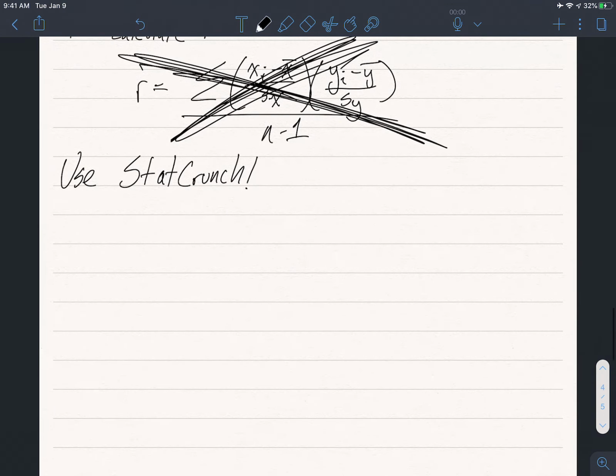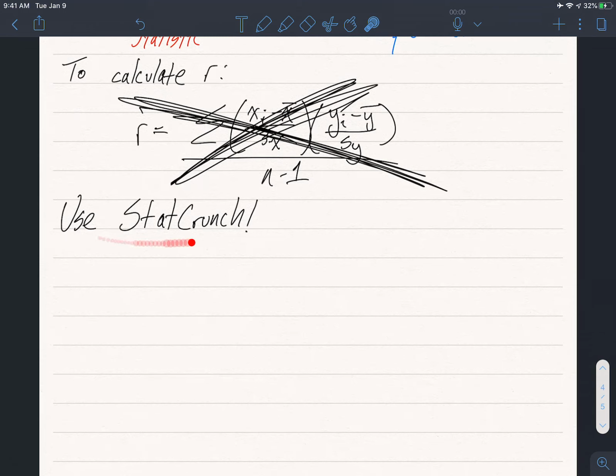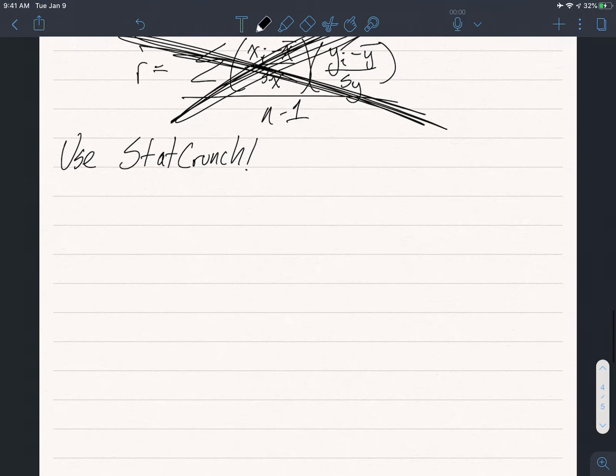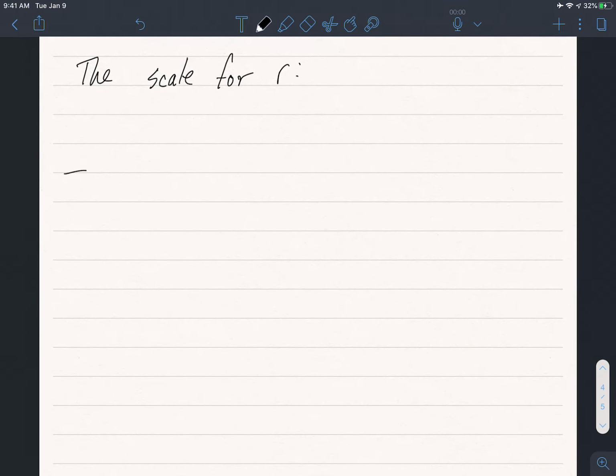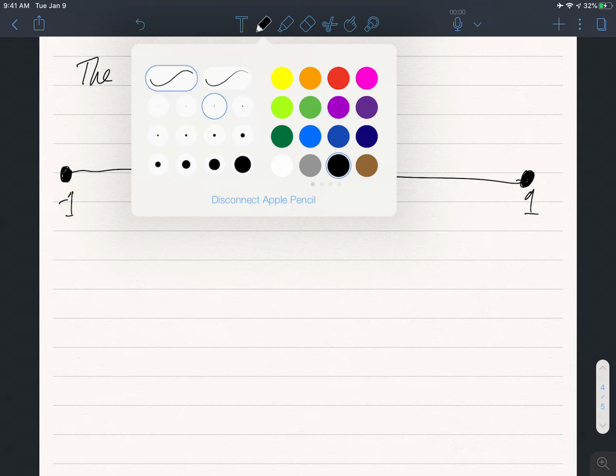Now let's talk about that scale. So if we have StatCrunch calculate R for us, and we get R is 0.86, what does that mean? So let's talk about that scale, -1 to 1. The scale for the Pearson correlation coefficient can be as high as +1, as low as -1, and 0 is right here in the middle. So what do these mean?